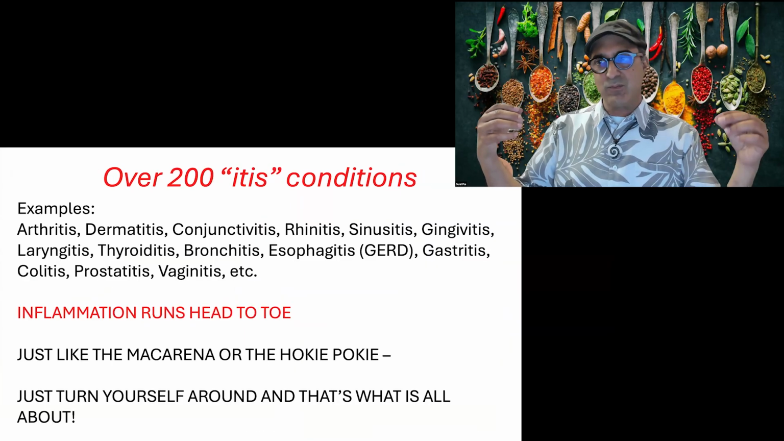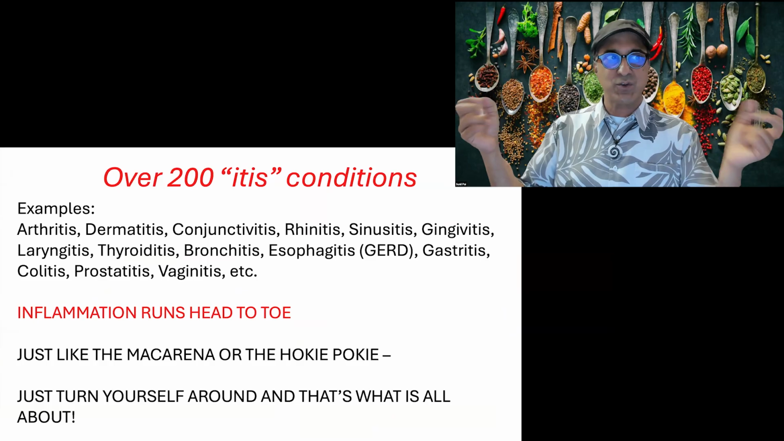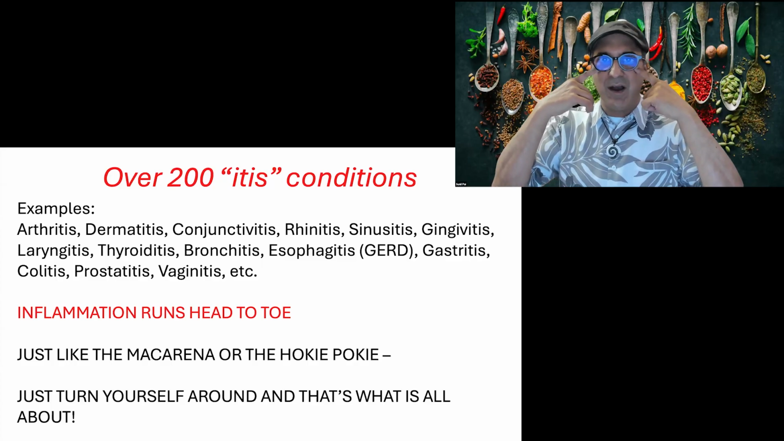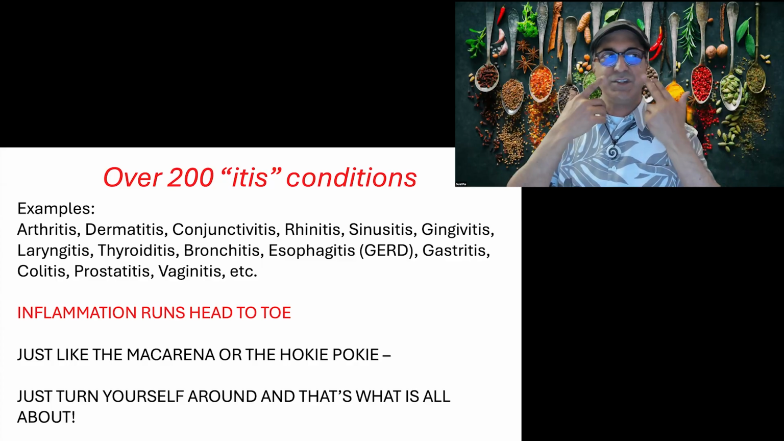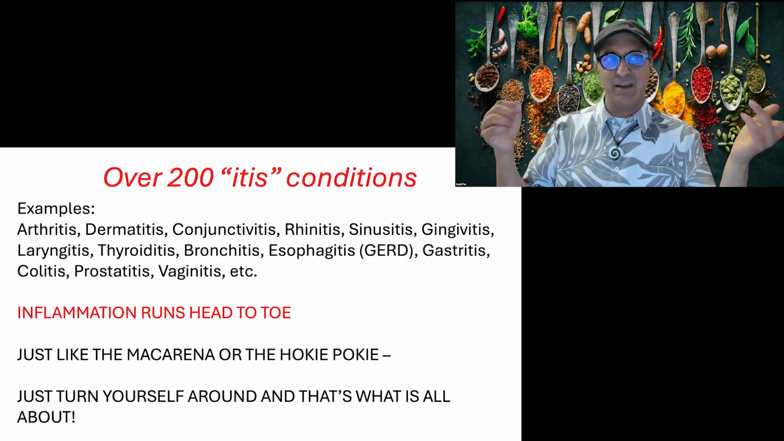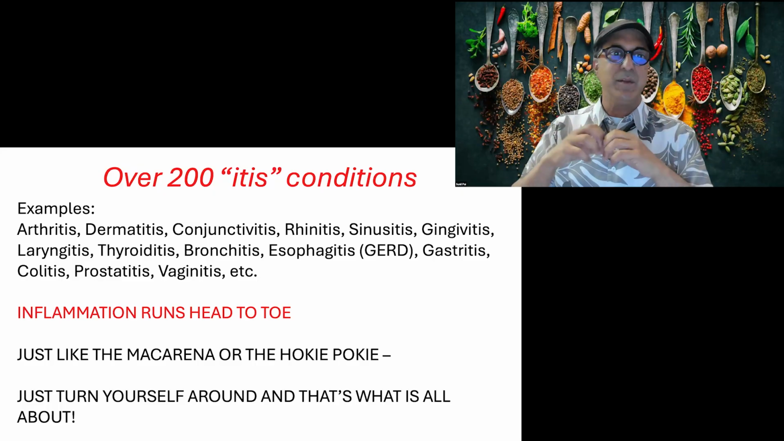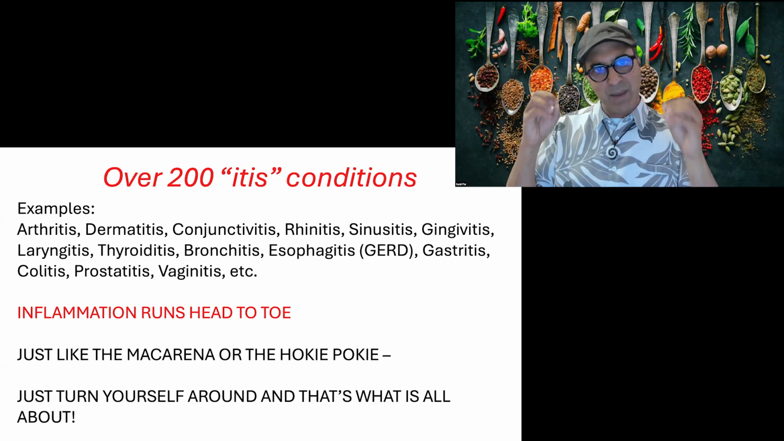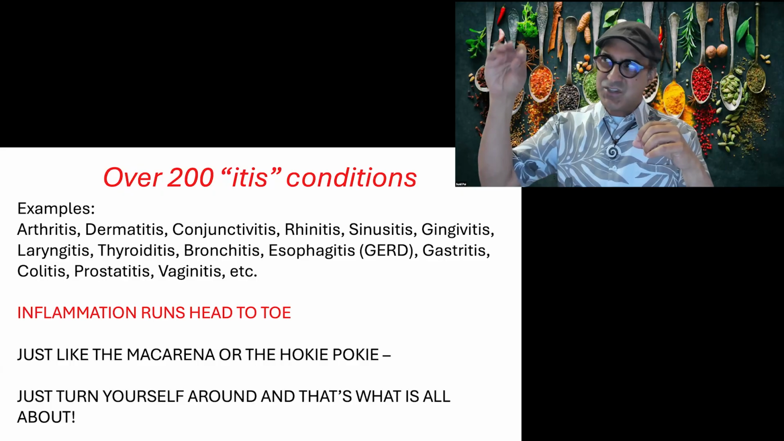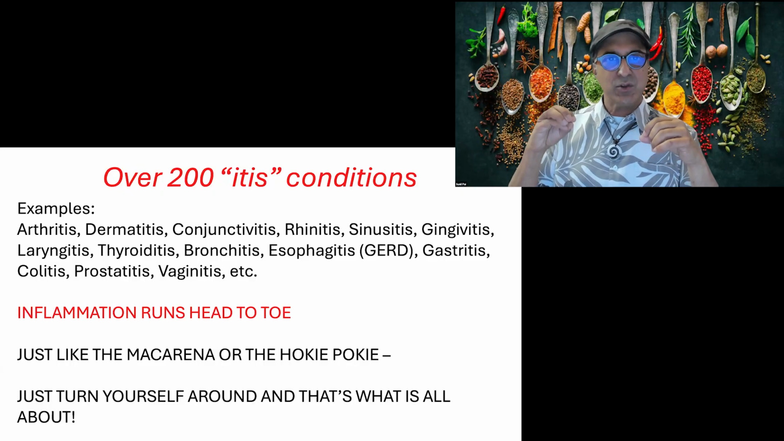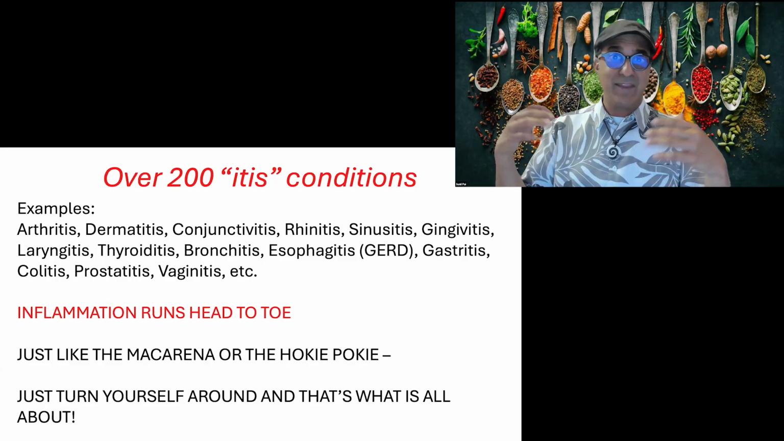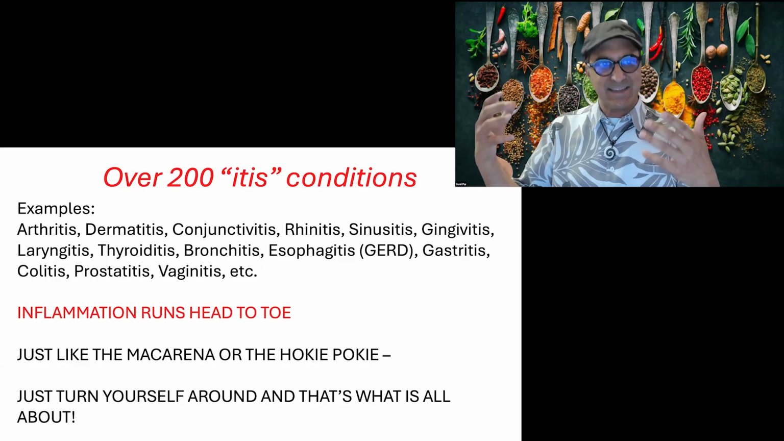And when we look at these itis conditions, there are over 200 different itis conditions. So again, arthritis, dermatitis, conjunctivitis from your eyes, runny nose, rhinitis, sinusitis, gingivitis, laryngitis, sore throat, thyroiditis, bronchitis, esophagitis, gastritis, colitis, prostatitis, vaginitis. There are 200 different medical diagnoses now using this itis or inflammatory issue. The main focus from an integrated perspective is not just treating each individual disease separately, but going to the root cause of why we are having this dysfunction, this imbalance, which at the end of the day, some of these are now turning into diseases, right?